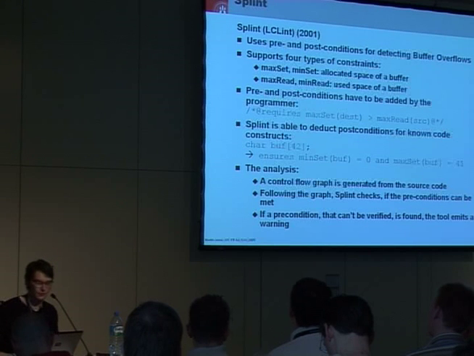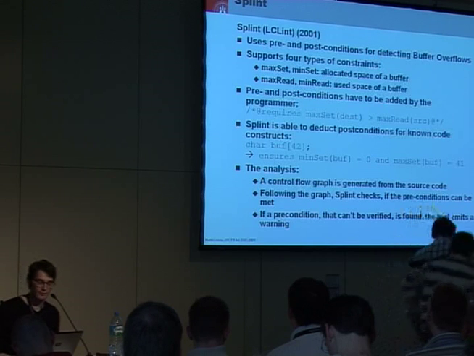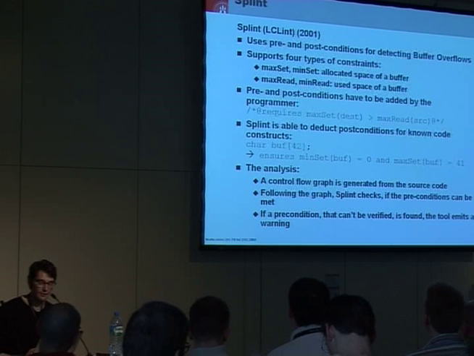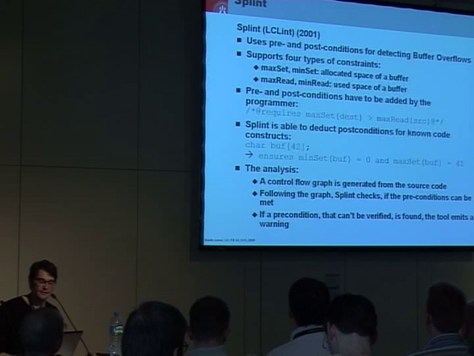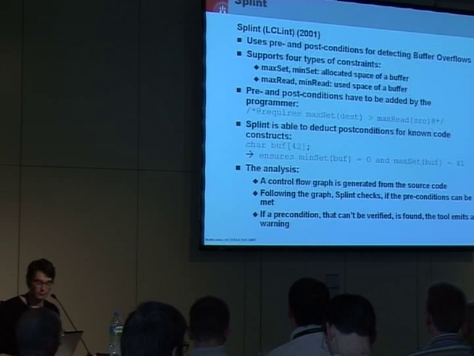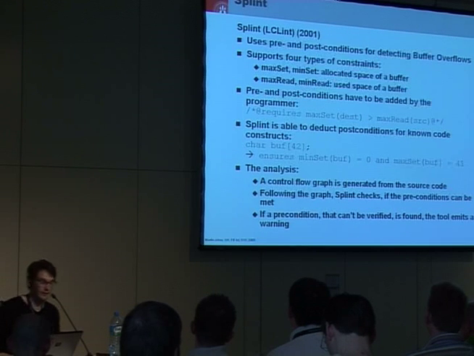The analysis is done by constructing a control flow graph from the source code. We walk through the control flow graph and calculate all the pre and post conditions. And if we meet a point in the control flow graph where the program is not able to make sure that the precondition is met, then we get a warning.